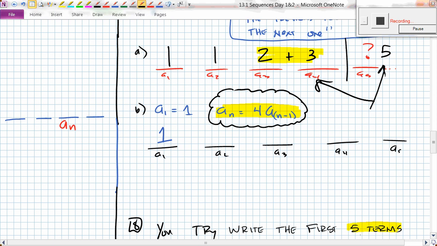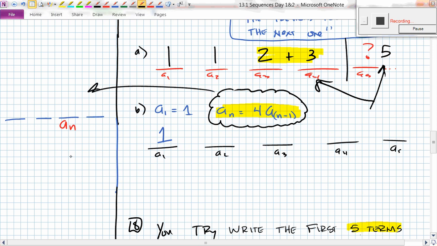So the question is, when you look at that, what is it saying to you? It's saying to you that the next term is equal to 4 times the previous term. Now, why does it say that? Because, look over here to the left.